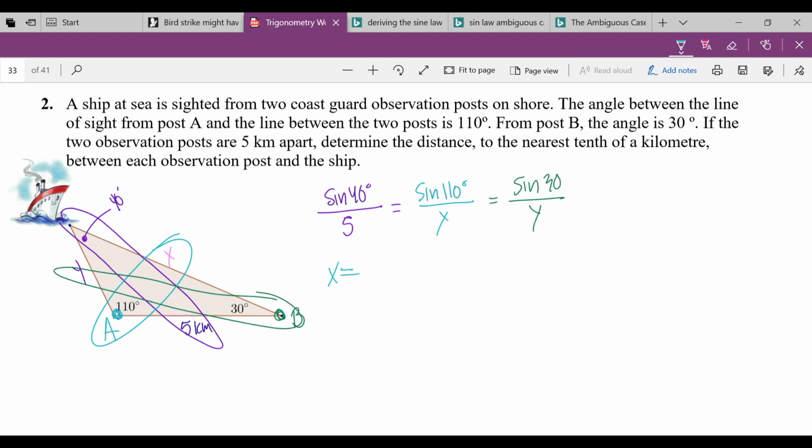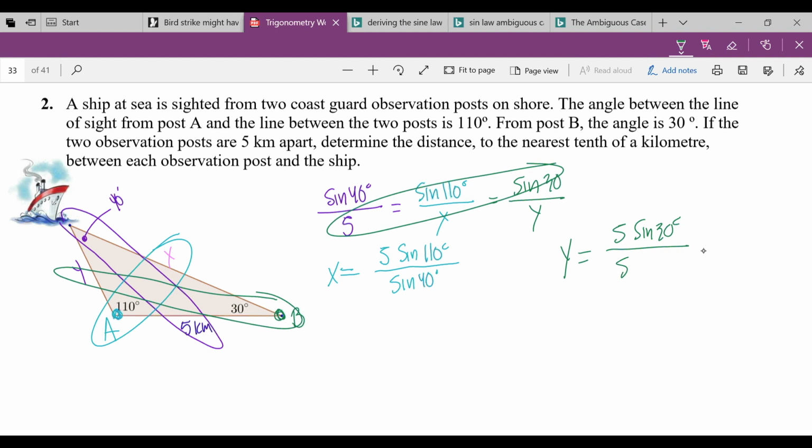A little bit of rearranging says that 5 times sine 110 divided by sine 40 will equal x. And doing the other side, we'll find that y is going to be equal to 5 sine 30 degrees divided by sine 40 degrees. All right. When you plop that into your calculator, you should get 3.9 kilometers for y, and x should equal 7.3 kilometers. Easy peasy. This is almost easier than the cosine law, isn't it?